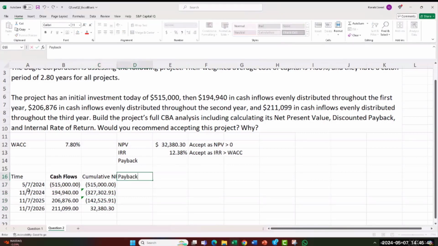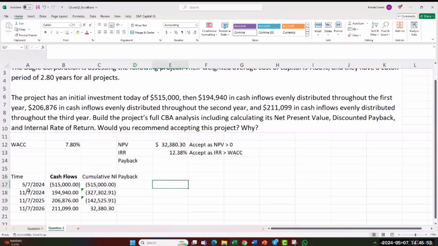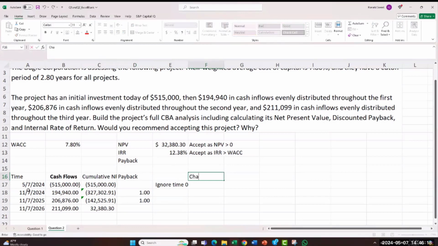And so for the payback, you don't have to do the formula here. A couple of real important things to do is ignore times 0 because it's times 0. So start here, and it's pretty straightforward. If that's still negative, then you need the entire year. If that's still negative, you need the entire year. All right. So the question here is how much of that year did you use? So let's say the change in net present value. And again, ignore times 0.